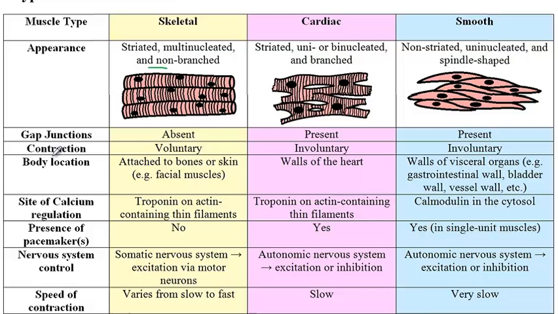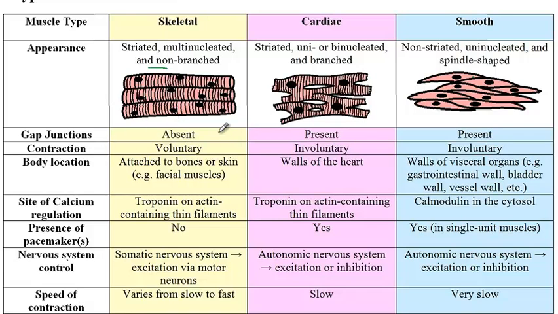There are also gap junctions present in both smooth muscles and cardiac muscles, and these gap junctions allow the electric potential to spread rapidly from one muscle cell to another. This way, there would be a rapid, coordinated contraction of smooth muscles as well as cardiac muscles. Skeletal muscles, however, do not have gap junctions.